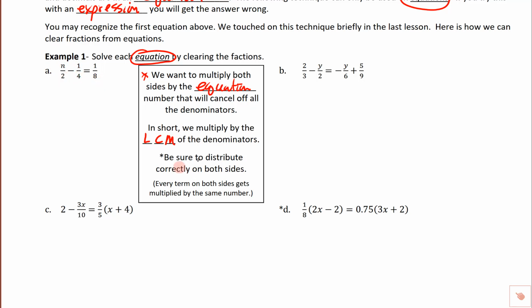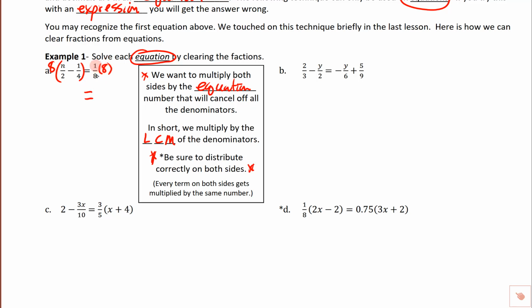Now, I'm going to put a double star by this one right here. Please be sure that you distribute through on both sides correctly. What this means is every term on both sides gets multiplied by the same number. So what we're going to do is multiply this side by 8, and we're going to multiply this side by 8. Now notice this takes care of itself right away.